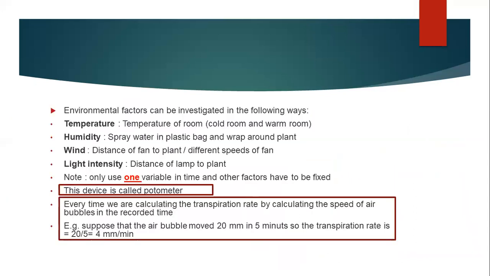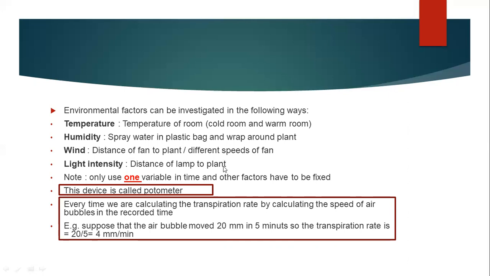So the environmental factors can be investigated by using the potometer. For temperature, change the temperature and record the movement of the air bubble in the potometer over time. You can calculate the rate. For humidity, spray water in a plastic bag and wrap it around the plant. This is how to test humidity. How to test air movement? Use the distance of a fan from the plant and different speeds of the fan. Put the fan at a distance from the plant, and then use different fan speeds to change the different wind speeds.